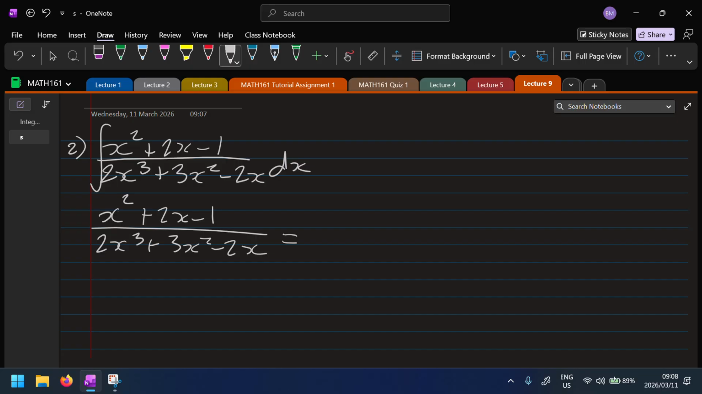So first thing we notice in the bottom, there's an x common for all of them. So we can take the x out. So this will be x squared plus 2x minus 1 over x. Right? You don't have to do it all at once. You can factor it step by step. So we're going to take the x out. So we have left with 2x squared plus 3x minus 2. Right? Don't do too much at once. Step by step. So 2x squared plus 3x minus 2.